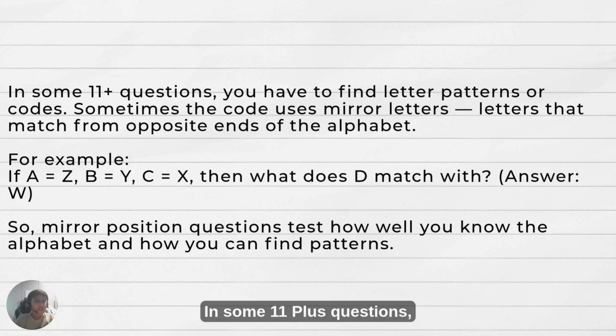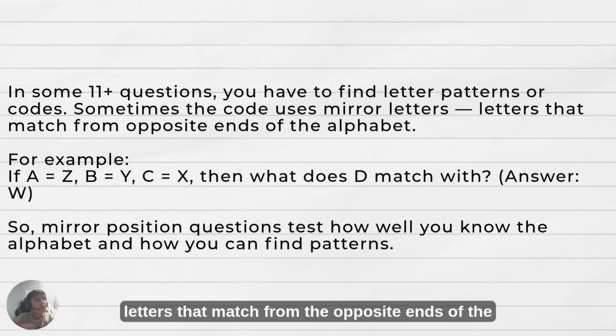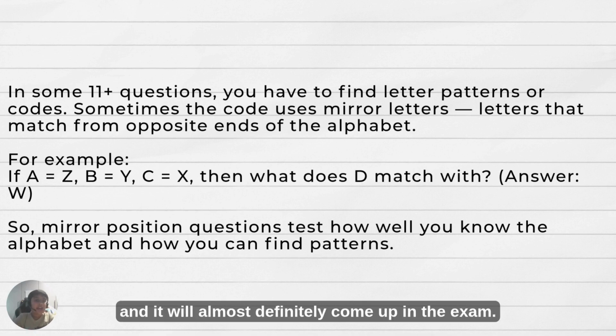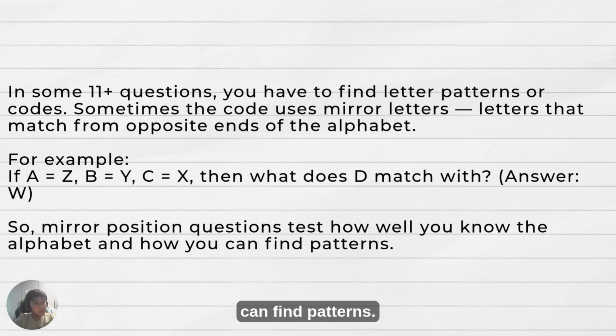In some 11 plus questions, you have to find letter patterns or codes. Sometimes the code uses mirror letters, letters that match from the opposite ends of the alphabet. For example, if A goes with Z, B goes with Y, C goes with X, then what does D match with? This is a classic question. It won't be this easy, but it will be a question like this, and it will almost definitely come up in the exam. Mirror position questions test how well you know the alphabet and how you can find patterns.